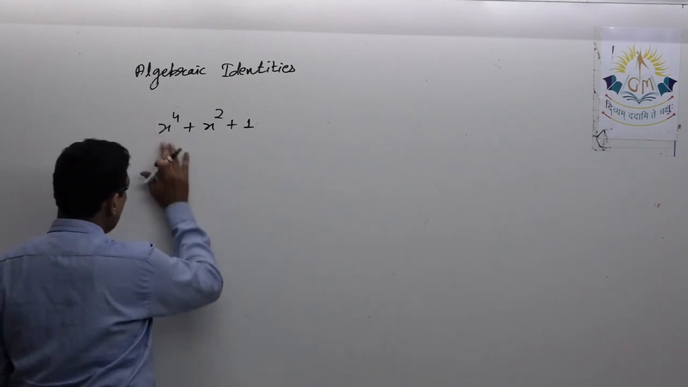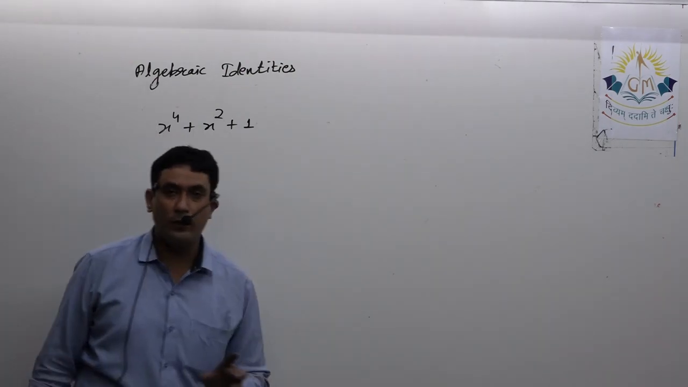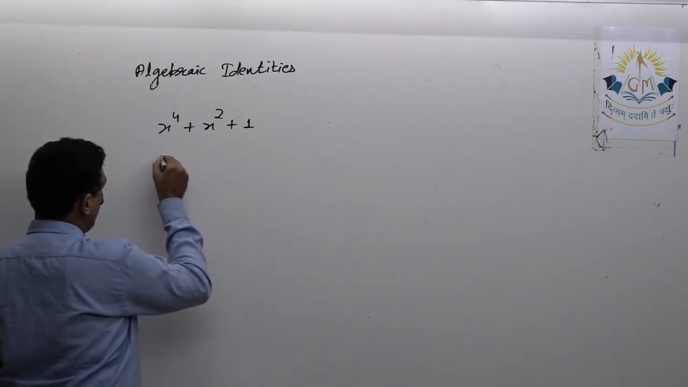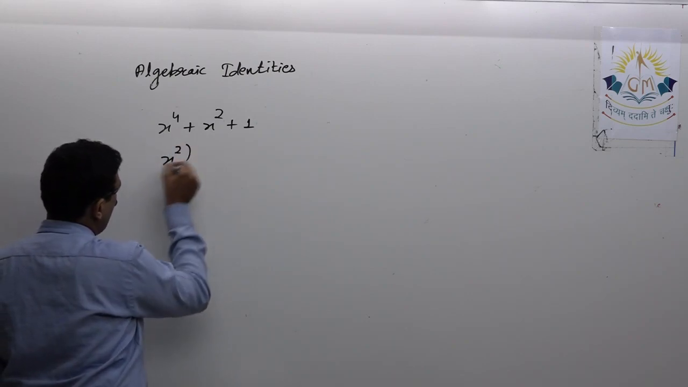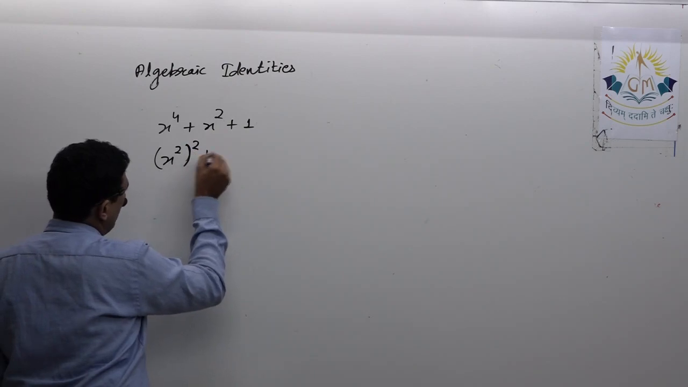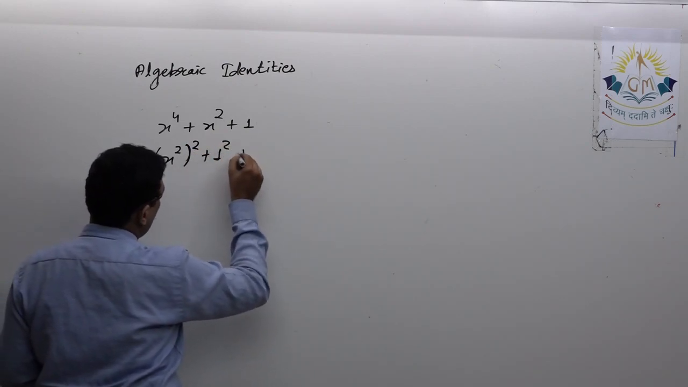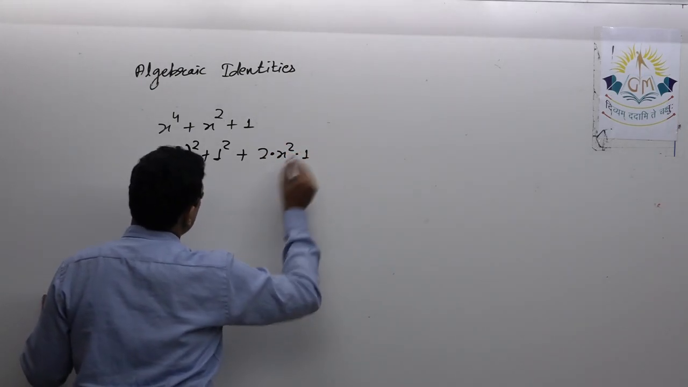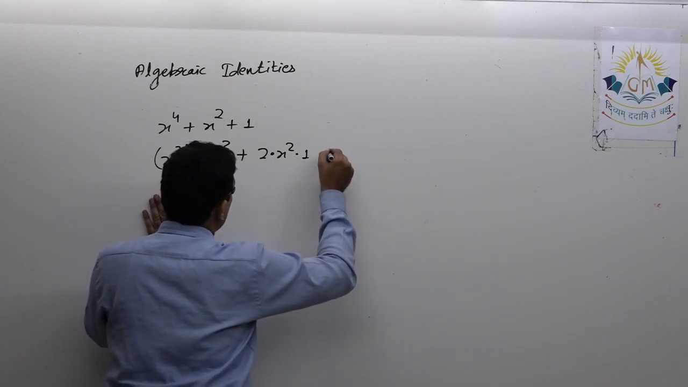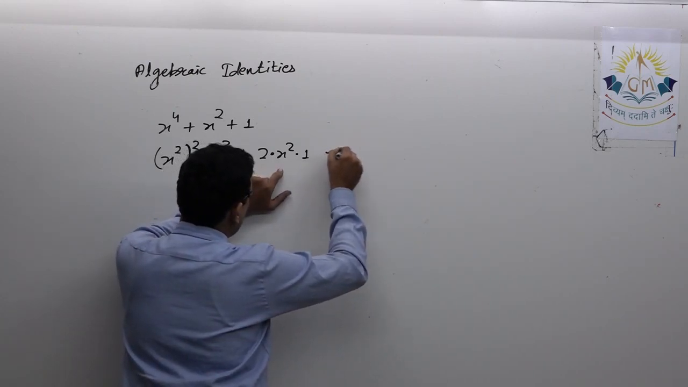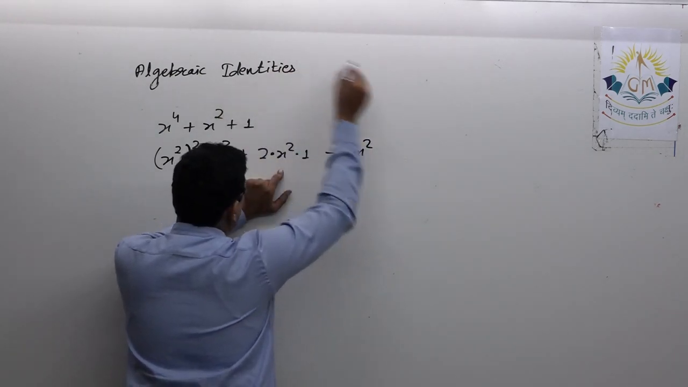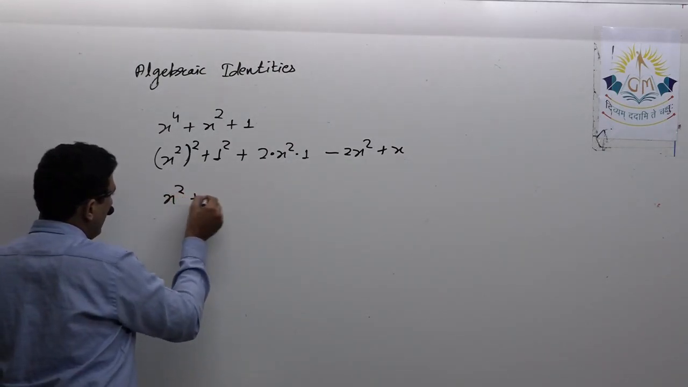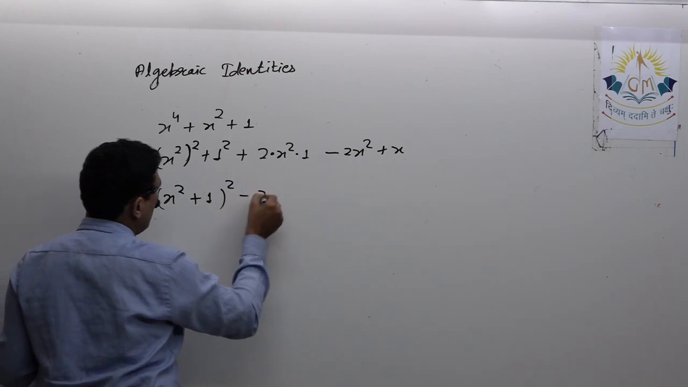See, here all three terms are complete squares, so anyhow we have to create an identity of a plus b whole square. So if I say this is x square whole square plus 1 whole square, so a square plus b square plus 2 into a into b. Okay, so then I have to write, as I am adding 2x square, I will subtract 2x square, and I write this x square as it is. Okay, so this gives me x square plus 1 whole square minus x square.